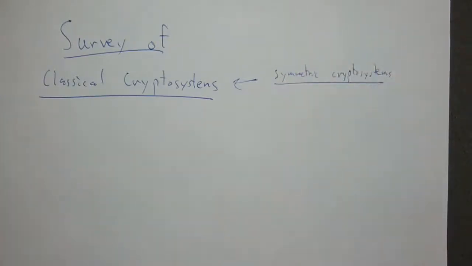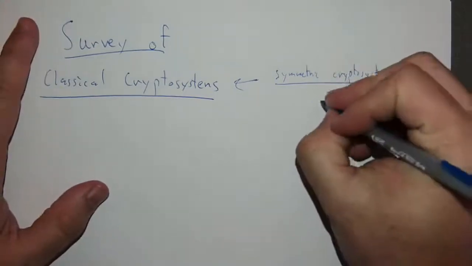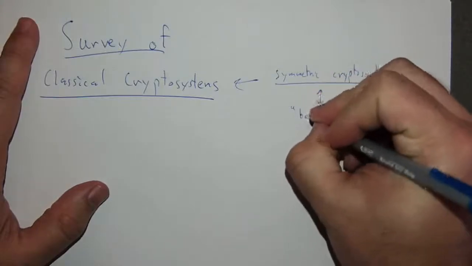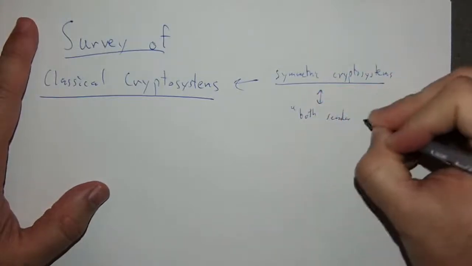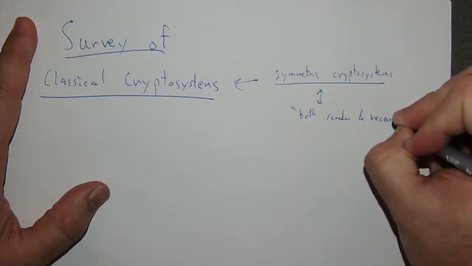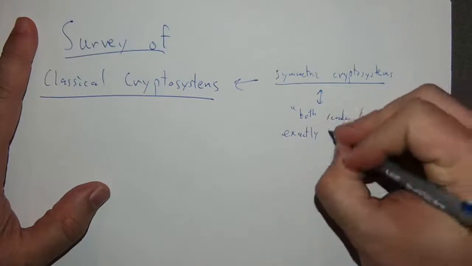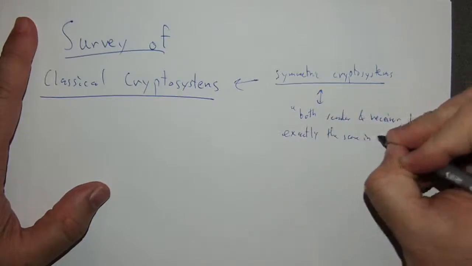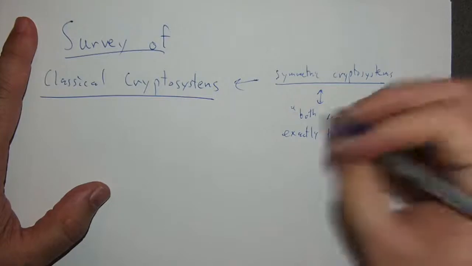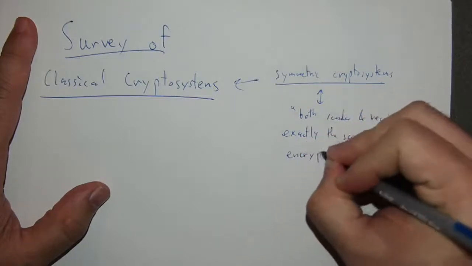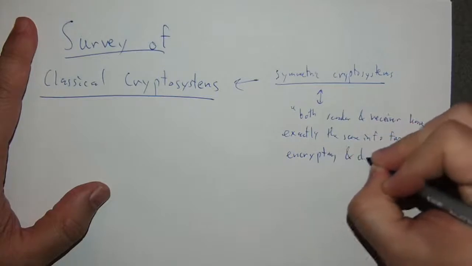I can't remember if I wrote that last time or if I said those words. So what a symmetric cryptosystem is, the symmetric bit is referring to the key. What this means is that both sender and receiver have exactly the same info for encrypting going forward and decrypting going backwards, right?